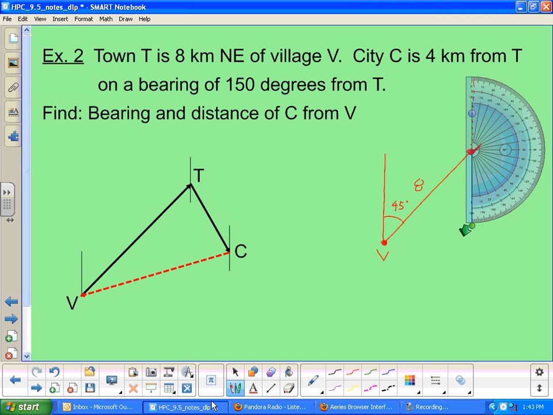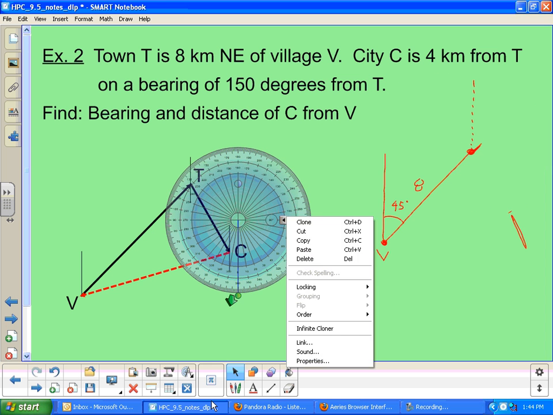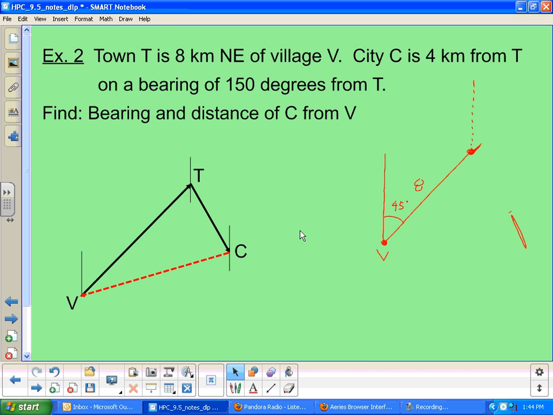Oh, my pen isn't working. There it is. And then I can move that protractor out of the way. In fact, let's just get rid of the protractor. And there is my 150 degrees. But the length of it is only going to be half of what the 8 was, because the vector's magnitude is represented by the length. So I'm going to go half of it. So there's 150. And now I'm at city C.